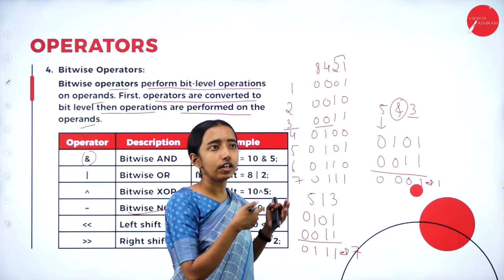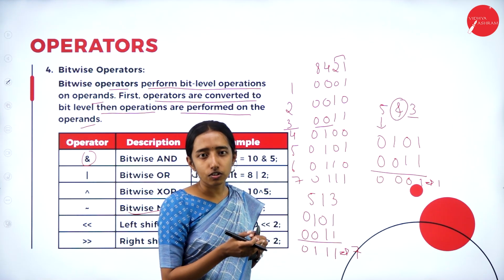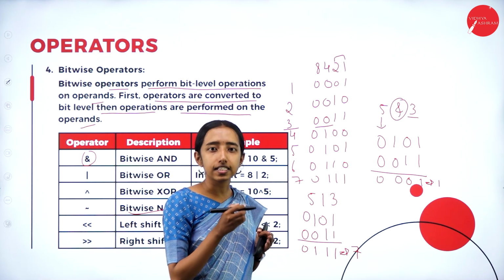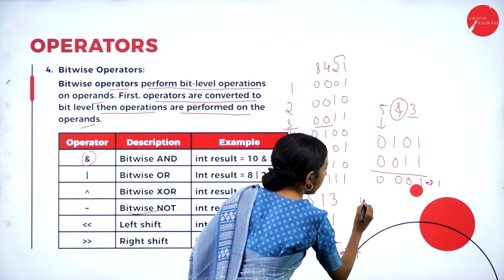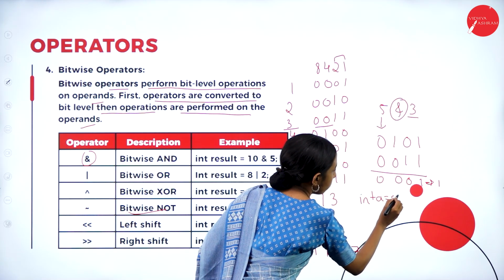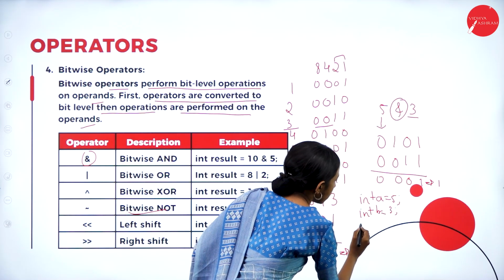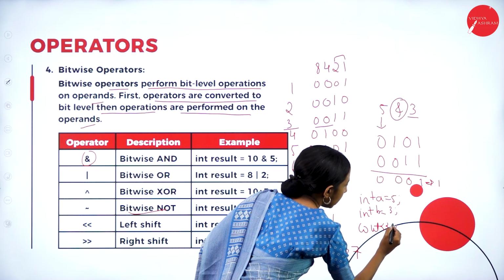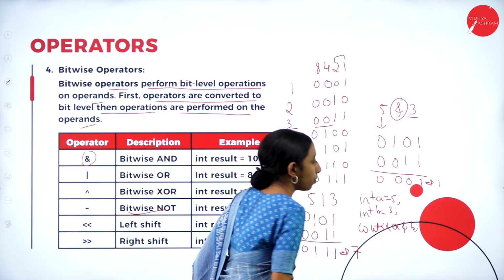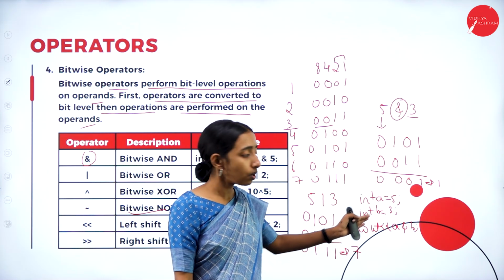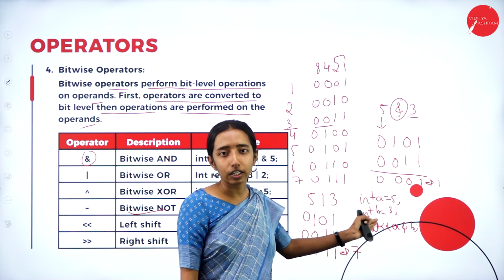In the same way we will take the code: int a equals 5, int b equals 3, and we will do the cout. I can write here int a equals 5, int b equals 3, cout a and b. So in a program we will write like this. We will take two variables, assign the values, and we will cout a bitwise of b.